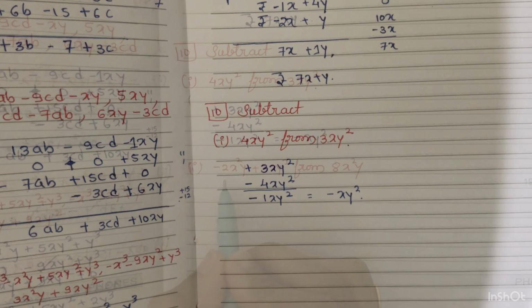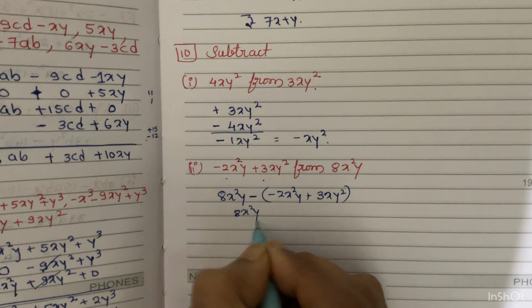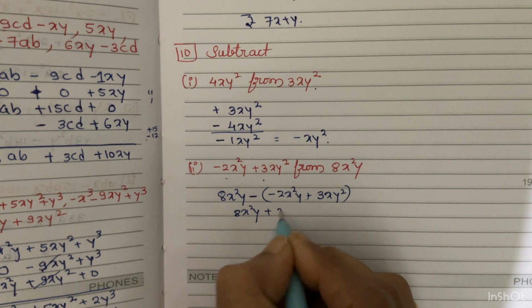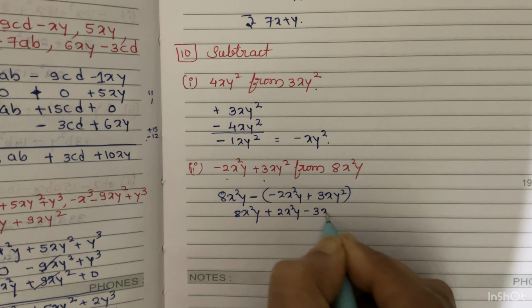Okay. In question number 2, this polynomial we have to subtract from this number. Now I'm writing this 8x square y, and I'll put here minus, we are subtracting, and put this polynomial in the bracket. Here it was only 1, so I've written directly. Now see here, minus 2x square y plus 3xy square. Now for further simplification we need to open this bracket. So minus minus plus 2x square y, minus plus minus 3xy square.